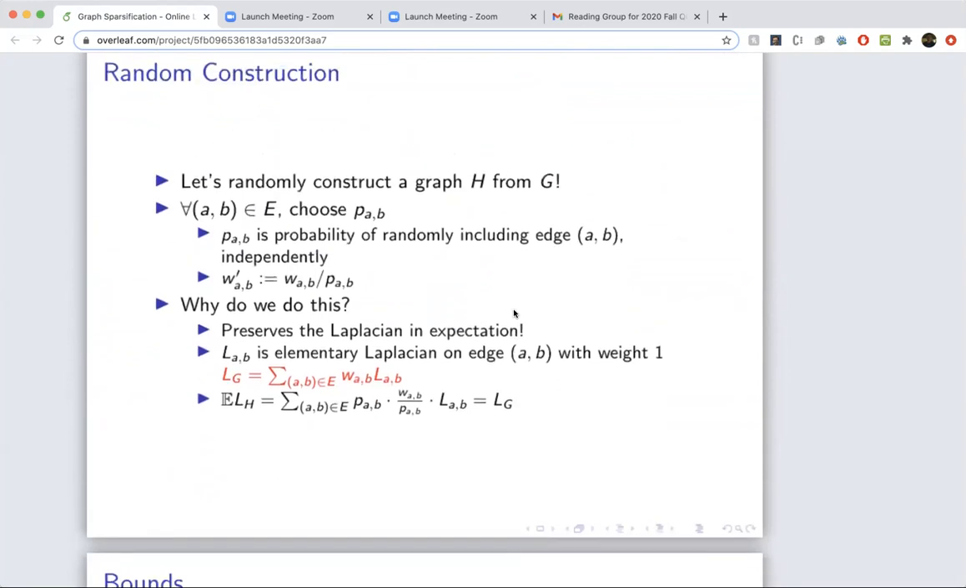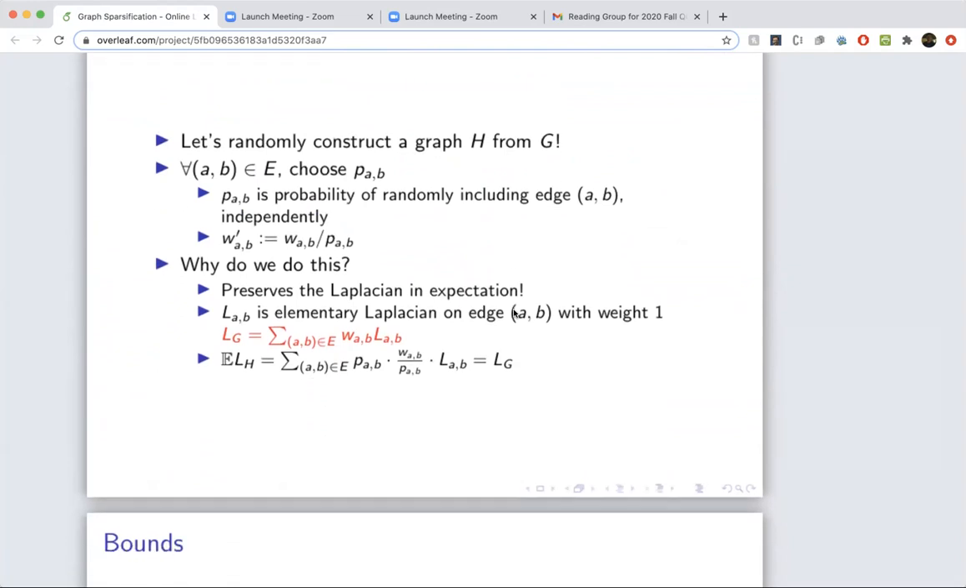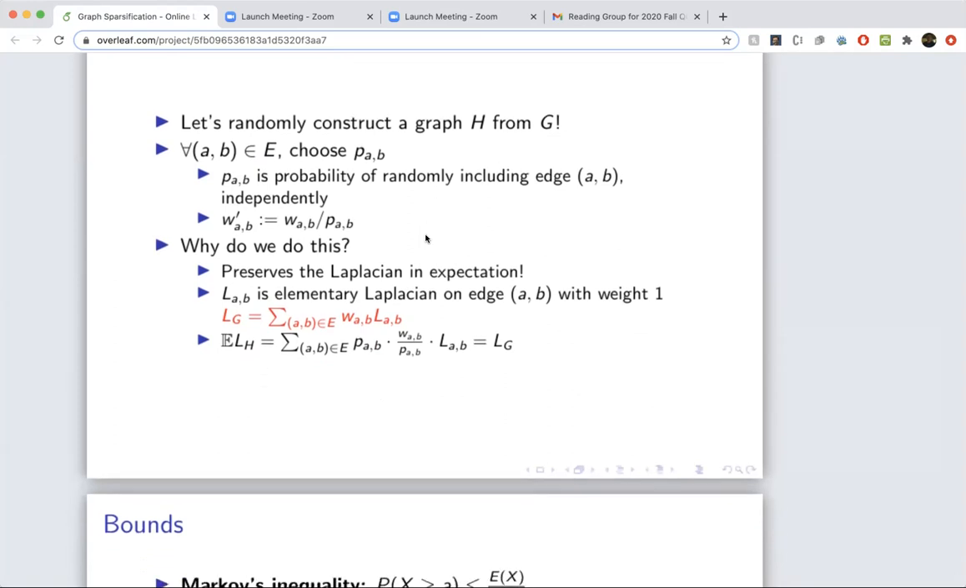Our first attempt at spectral graph sparsification is through a process known as random construction. We're going to randomly construct a sparsified graph H from our input graph G. For every edge in the edge set of G, we assign a probability p_ab, the probability of randomly including the edge ab in H. Importantly, all these probabilities are independent, so we just go one edge at a time. It's the equivalent of flipping an unfair coin where heads has probability p_ab. If it comes up heads, we include the edge in H.